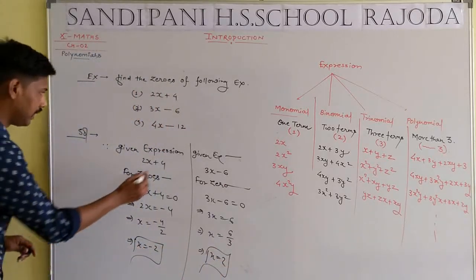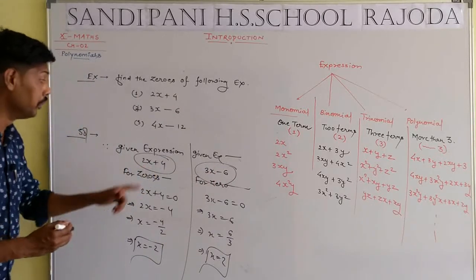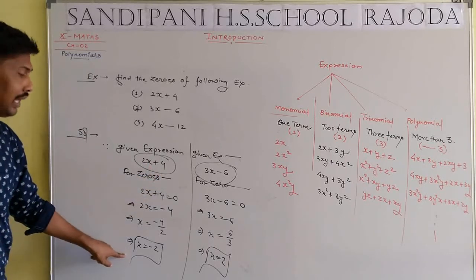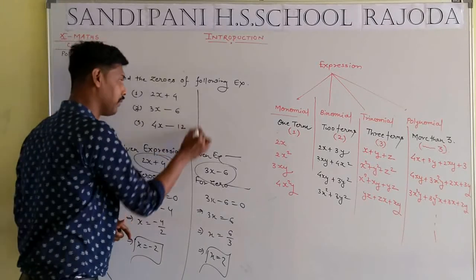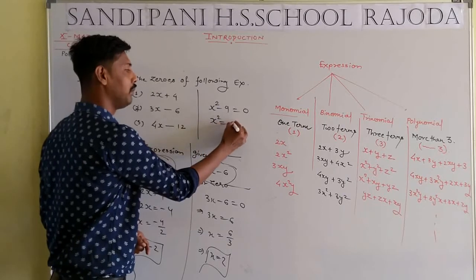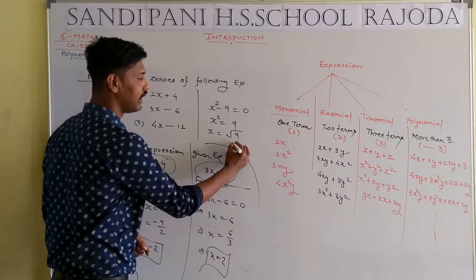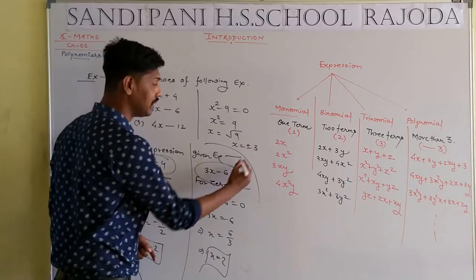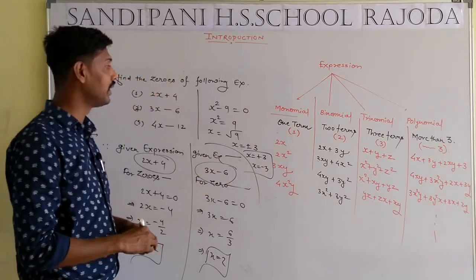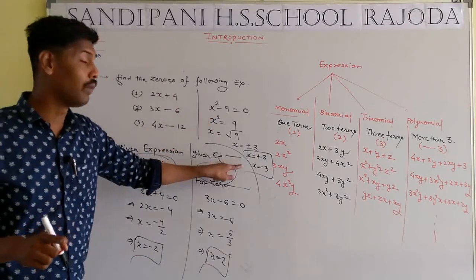In the case of the given expression, the maximum power is 1. Because the maximum power is 1, we get a single solution. But in the case where x square minus 9 equals 0, x square equals 9, x equals root 9. What is the meaning of root 9? It is plus minus 3, that means x equals positive 3 and x equals negative 3. In this expression the maximum power of x is 2, so we get 2 zeros.